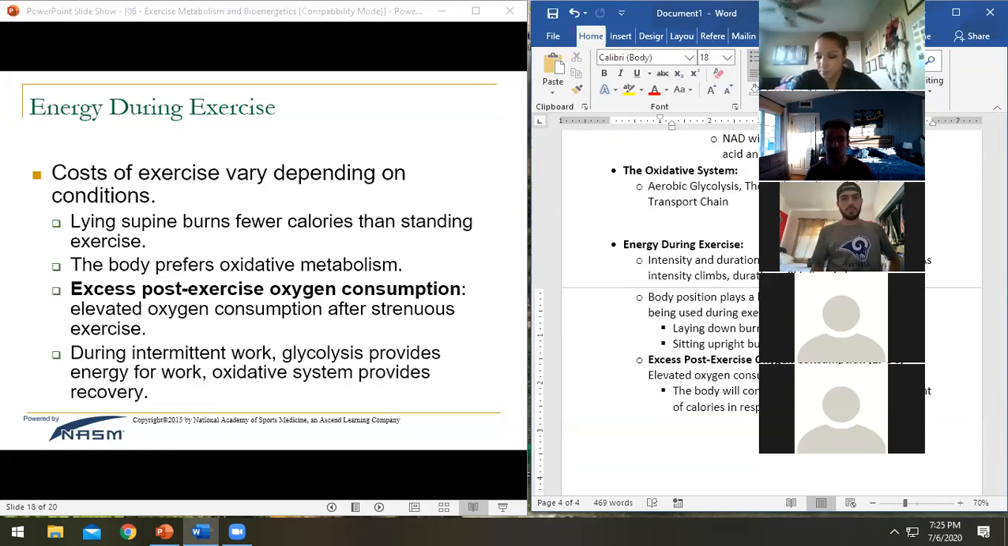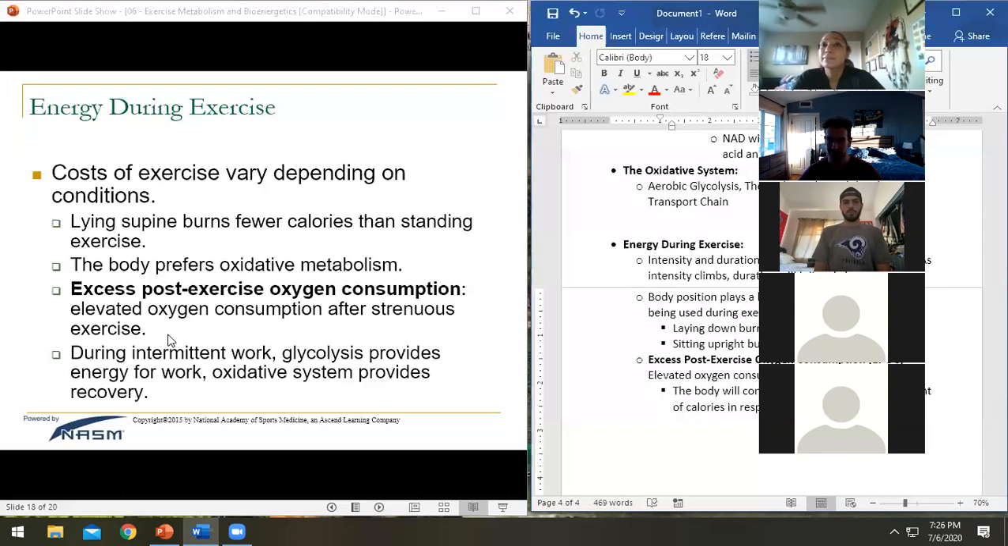Well, they did because of EPOC. Thanks to excess post-exercise oxygen consumption, their body burned more calories after intense exercise. You can experience EPOC in the short term if you just think about the last time you were out of breath. You were running and out of breath, and then maybe you stopped, and you're still breathing hard even though you're standing still, right? That is EPOC.